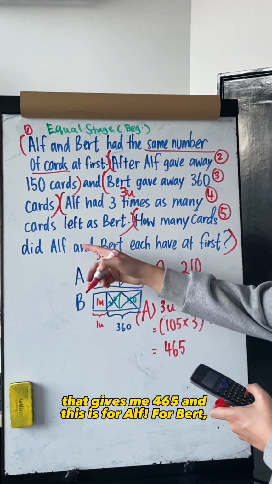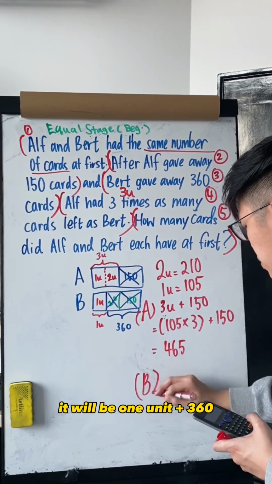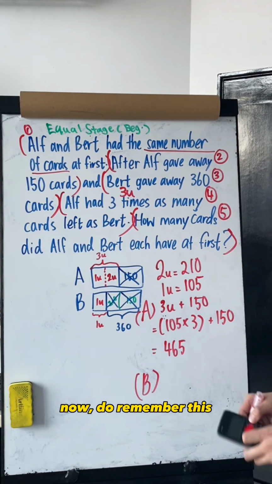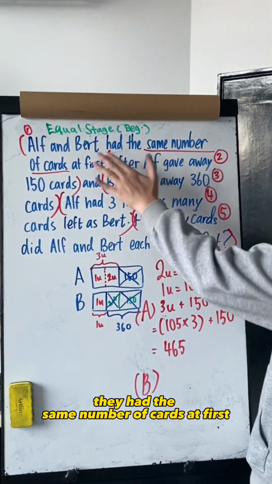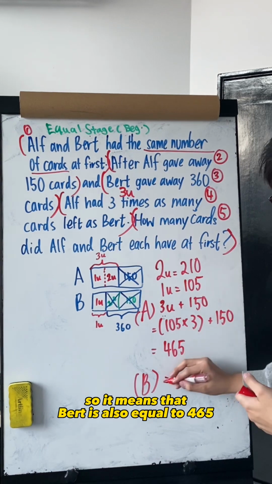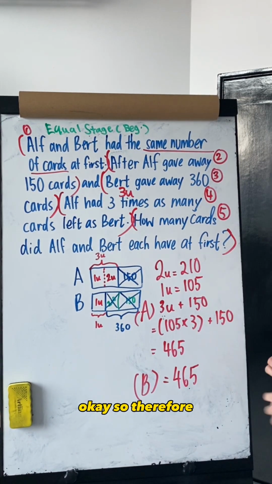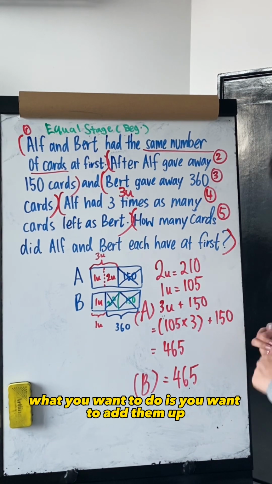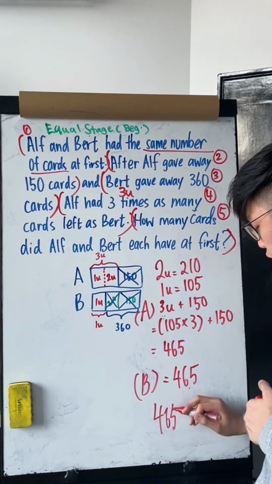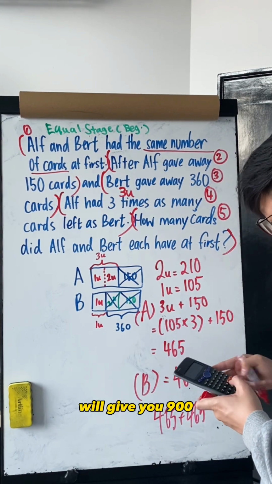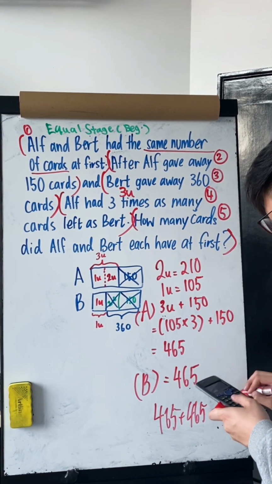Now for Bert, it will be 1 unit plus 360. Now remember this, that both of them had the same number of cards at first. So it means that Bert is also equals to 465. Now therefore, after this, what you want to do is add them up. So 465 plus 465 will give you 900.